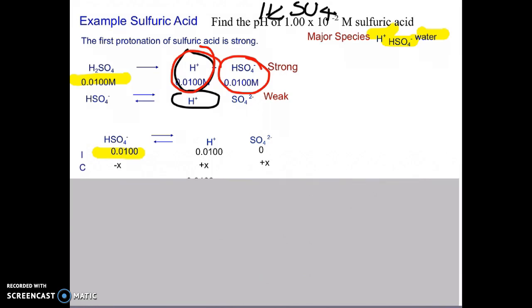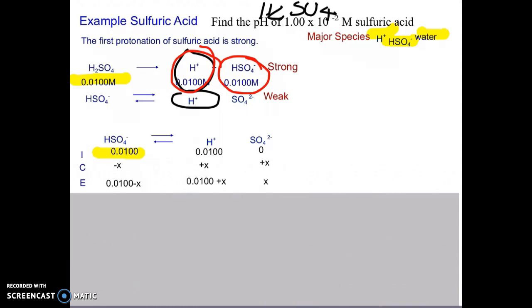So the equilibrium line ends up being 0.01 minus X. Notice the hydrogen ion is 0.01 plus X. So really, when you think about it, this represents the original hydrogen ion concentration from the first protonation. This represents the hydrogen ion concentration from the second protonation. And then, of course, X would represent the amount of sulfate ion that also is formed.